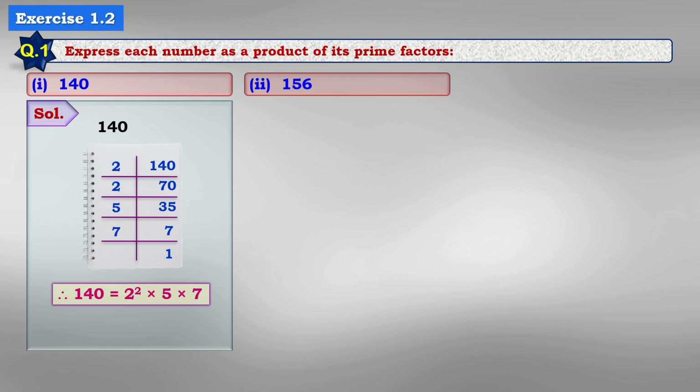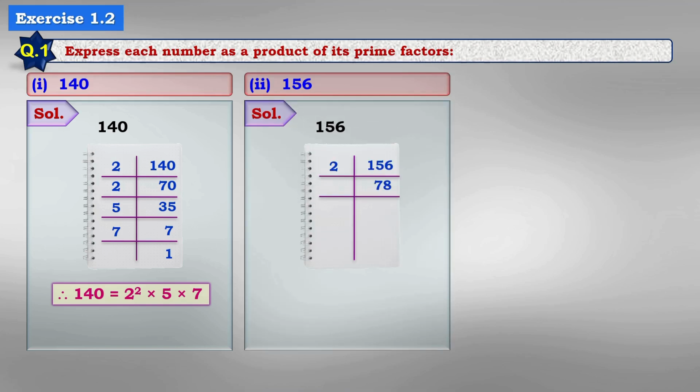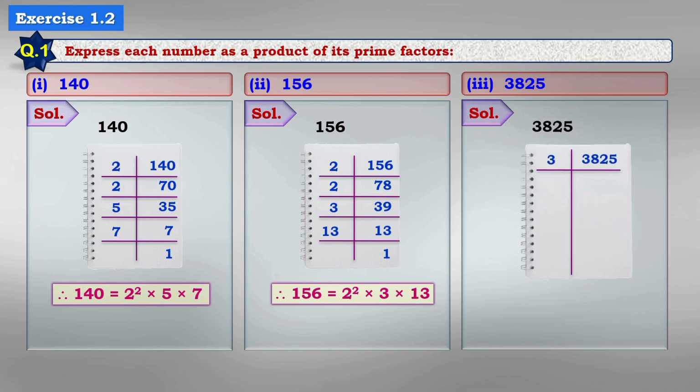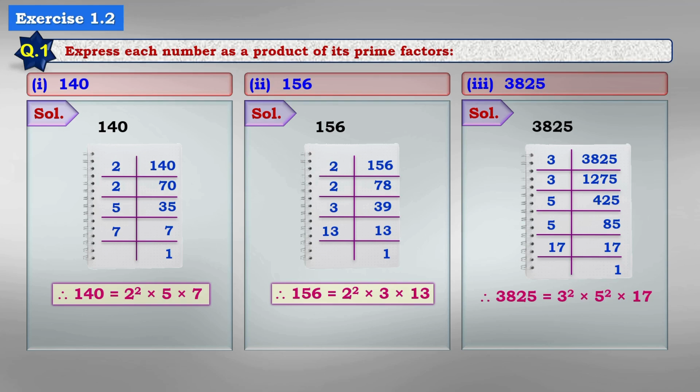Now the other number, 156, we need to express it as a product of prime factors. I am showing you step by step. These steps are self-explanatory, I hope. So 156 is equal to 2 to the power 2 into 3 into 13. Now next we have 3825. Let us do the prime factorization of it. So what we got is 3825 is 3 square into 5 square into 17.